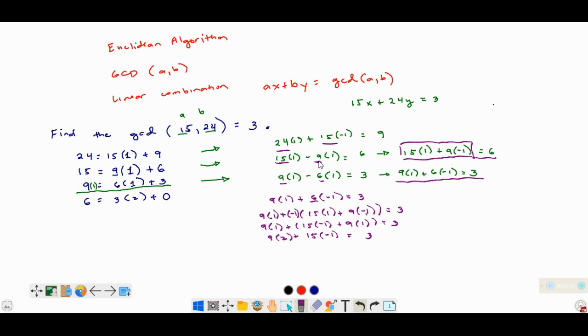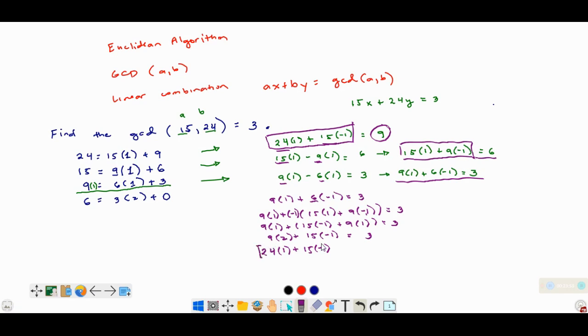Kasi, kailangan naman nating palitan si 9. So, ito naman yung kukunin natin. We are going to use this left-hand side, 24 times 1, 15 times negative 1, in place of 9. Papalitan natin yung 9 dito with this number. So, meron kang 2, twice niya. 9 is 24 times 1 plus 15 times negative 1. Iyon ang value ni 9.